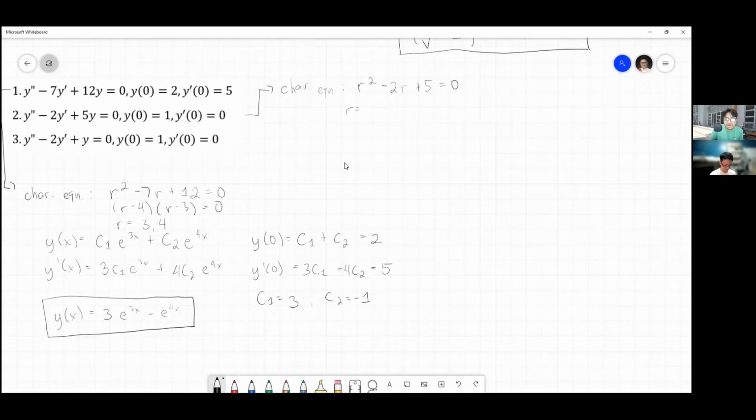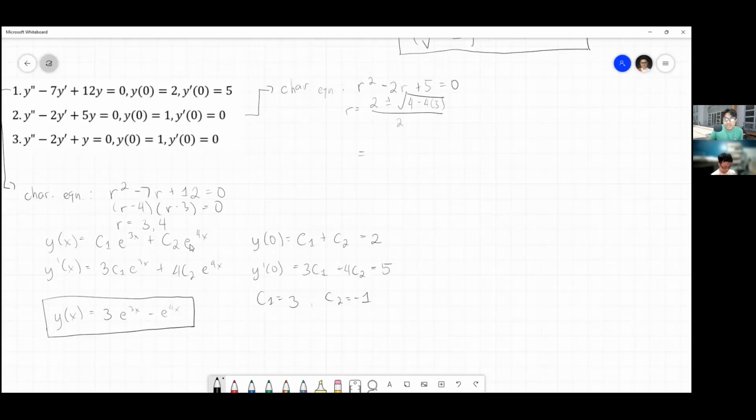So r equals negative b. So that is negative 2 plus minus square root of b squared. That is 4 minus 4 times 1 times 5, all over 2 times 1. So yan.